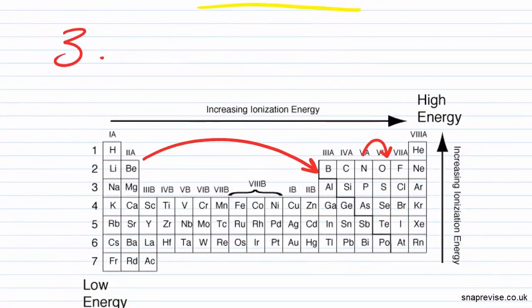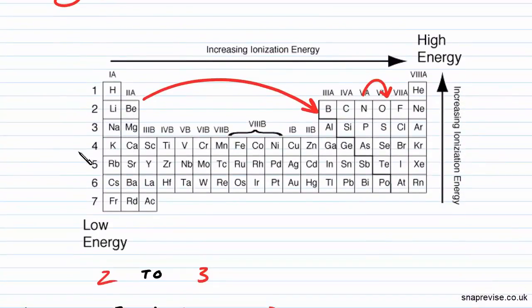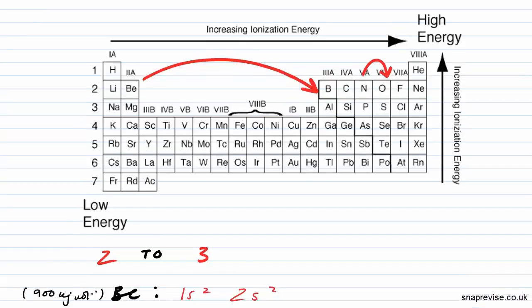The third trend we're going to look at is when we see some decreases. We'll see a decrease between group 2 here and group 3 here, and one between groups 5 and 6. So I'm going to explain why we see those decreases in ionization energy now.